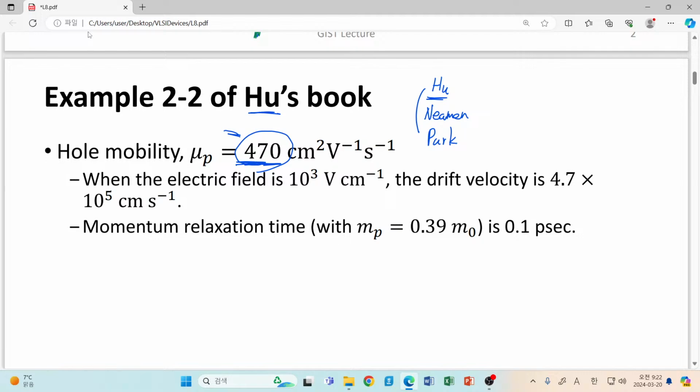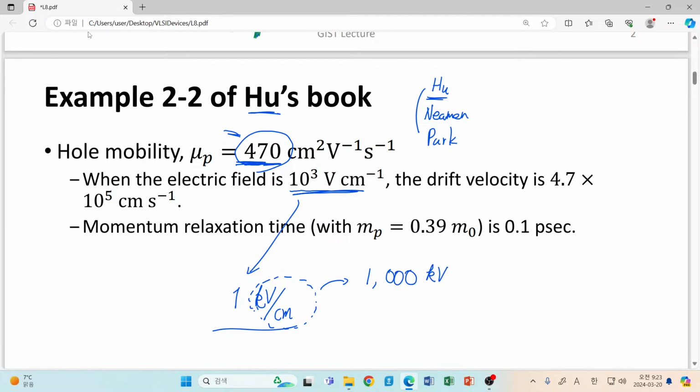After that, we have applied an electric field of 10 to the 3 volt per centimeter. In many cases, people write it that way. You must become familiar with this unit scale. This is the usual number you will see, kilovolt per centimeter. And if you arrive at such a number, how can you call it? That is just 1 megavolt per centimeter.